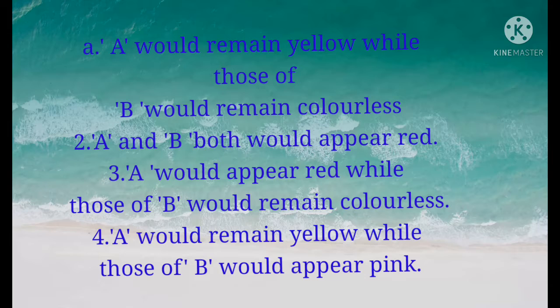Likewise, test tube B contains phenolphthalein. It is an indicator. Phenolphthalein is colorless in acidic solution. It is bright purple or pink in basic solution. So when you add acid to this phenolphthalein, it becomes colorless. Now the answer is number 1, A would remain yellow while those of B would remain colorless.